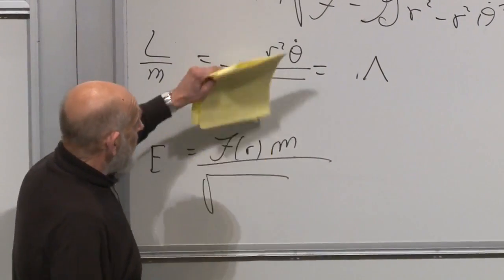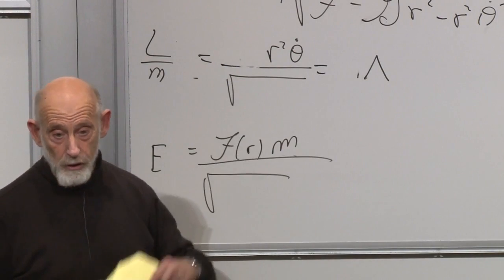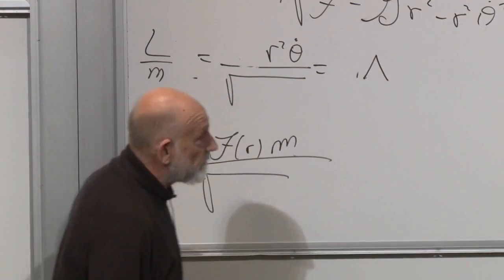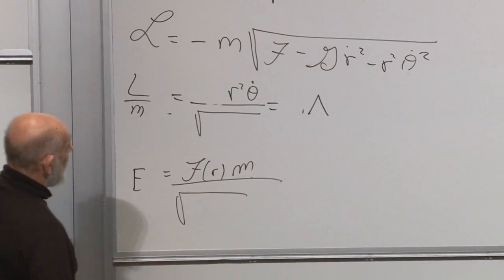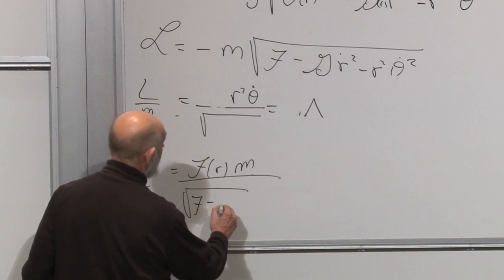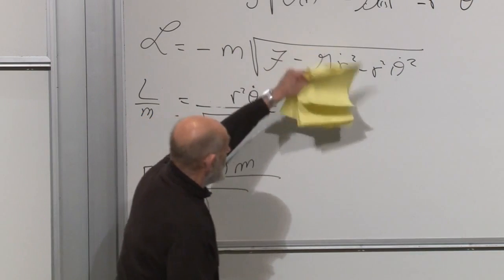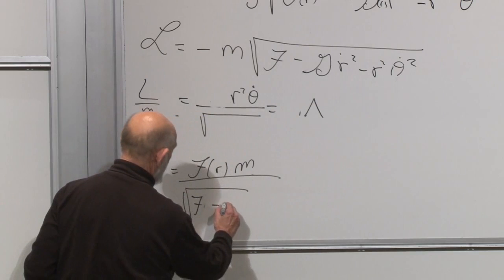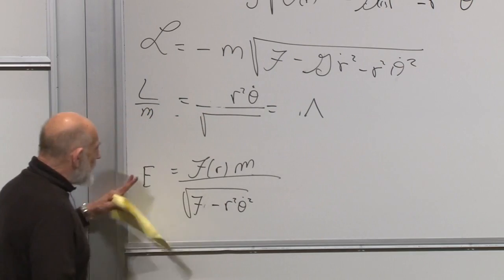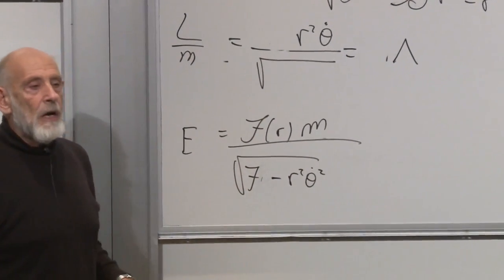But I'm now at the stage where I'm going to use the fact that we're interested in circular orbits. For circular orbits, r dot is equal to 0. And so for a circular orbit, the energy is F minus G, r dot, no, r dot is zero, minus r squared theta dot squared. All right, so this is an expression for the energy that involves theta dot squared.